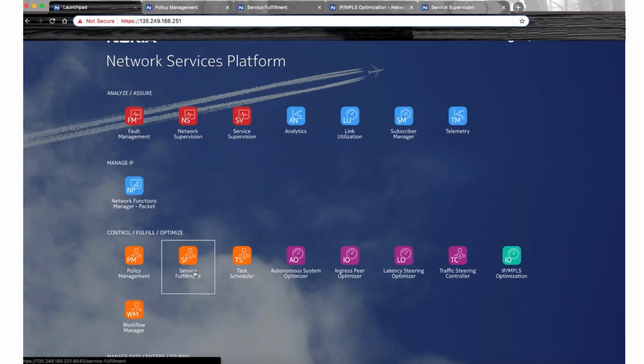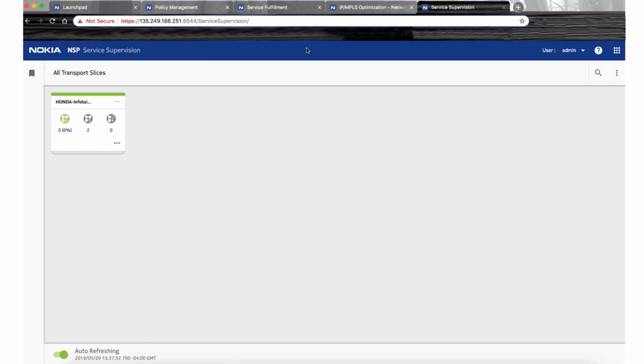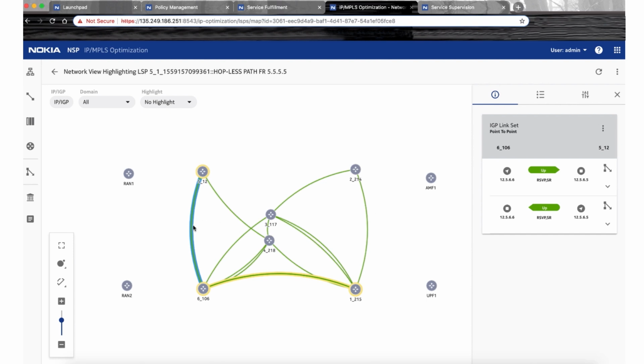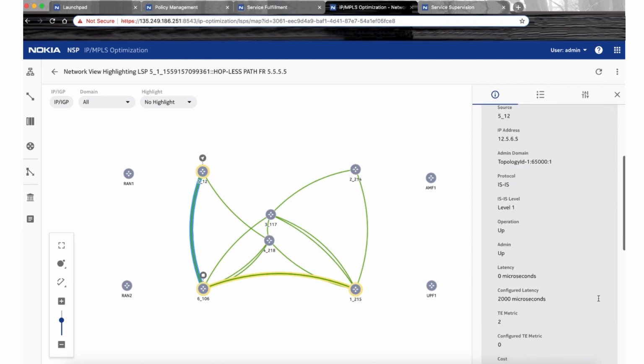This is NSP Launchpad. Service fulfillment, and IP MPLS optimization and service supervision application are used in the concept of transfer slices. The first transfer slice is created for the Honda infotainment. The service time and NSSI is 10 and 20. And we showed the optimization, how NSP is used for the monitoring of the transfer slices.